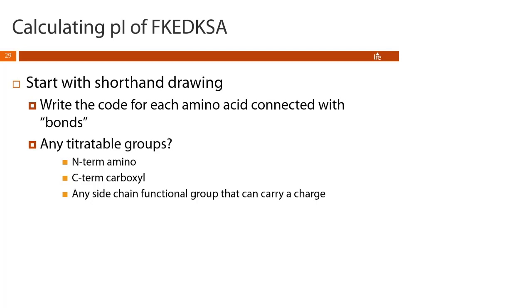Okay, I'm going to get you started here by writing the shorthand for our oligopeptide. And then for homework, I want you to finish this up and see if you can come up with the pI for this oligopeptide. We're going to start with the N-terminus, and our N-terminus at pH 1 is going to be protonated. Our first residue is a phenylalanine, followed by lysine, glutamic acid, aspartic acid, another lysine, serine, alanine, and then our C-terminus.